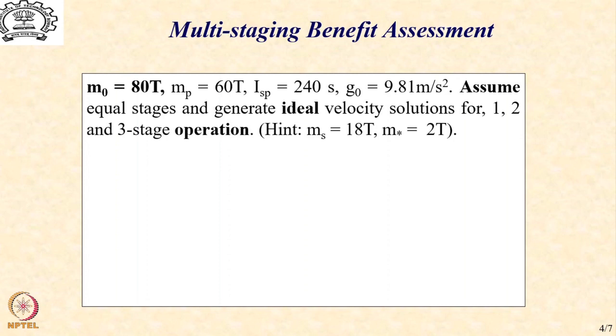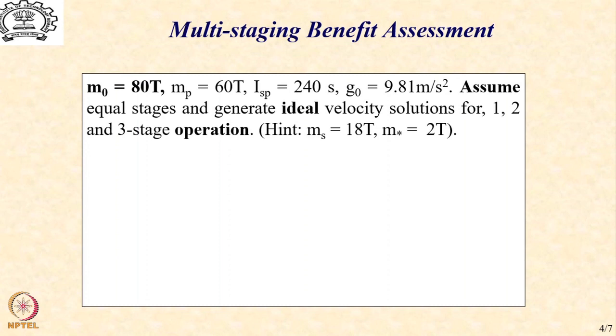So here, let us make certain assumptions. Let us assume that I am going to divide the rocket equally, which means if I divide the rocket into two segments, each segment will contain 30 tons of propellant and 9 tons of inert mass. And if I divide this into 3 equal stages, each stage will contain 20 tons of propellant and 6 tons of inert mass.